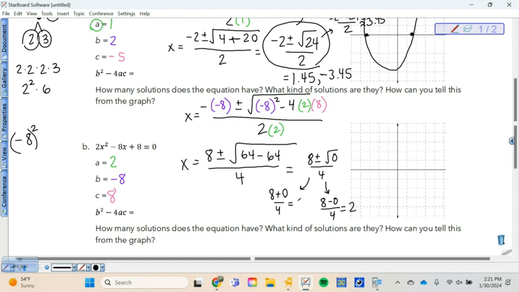2. Okay, so for this one, I don't have 2 x-intercepts. I just have 1 x-intercept. So it's going to be a parabola that looks like this. It just kind of touches down at the x-axis and then goes back up. There's just 1 x-intercept. We call this a double root.